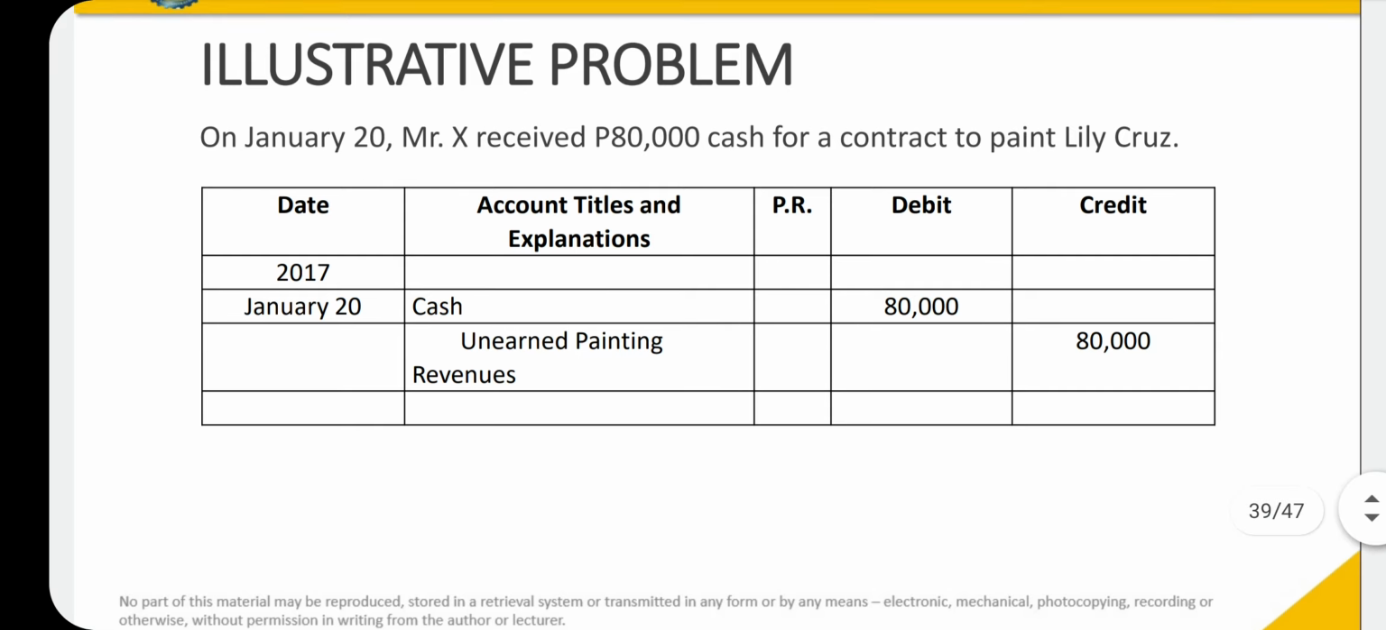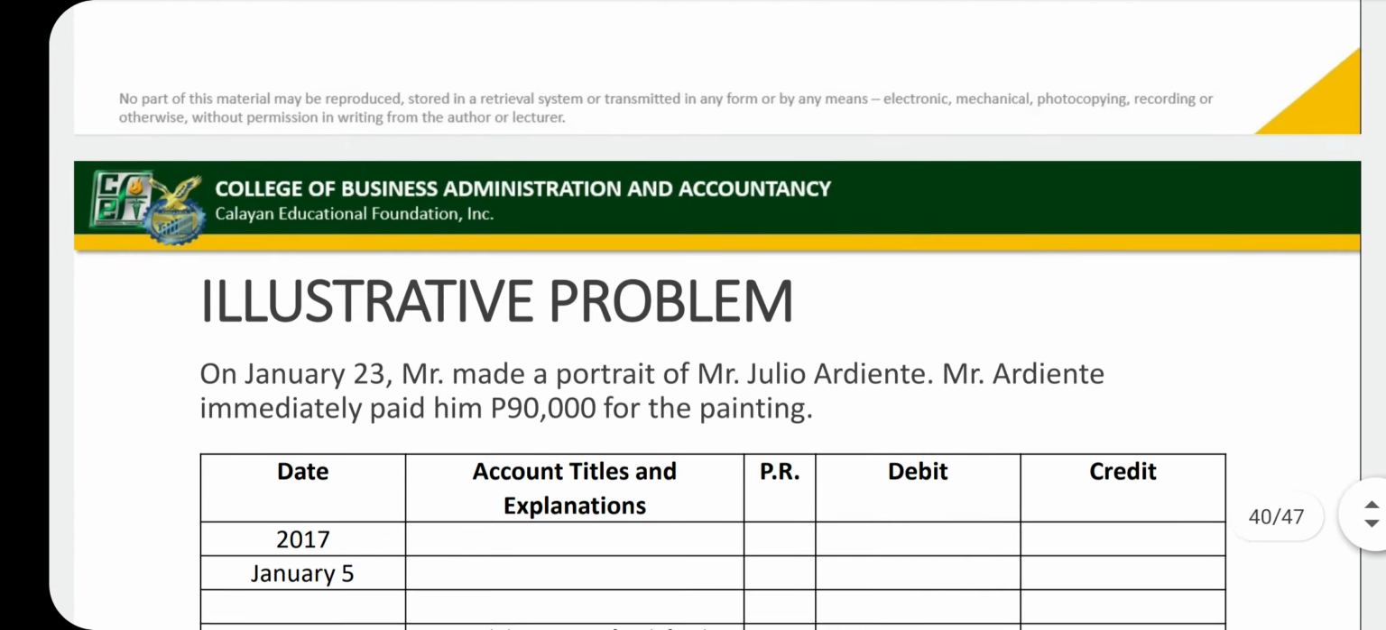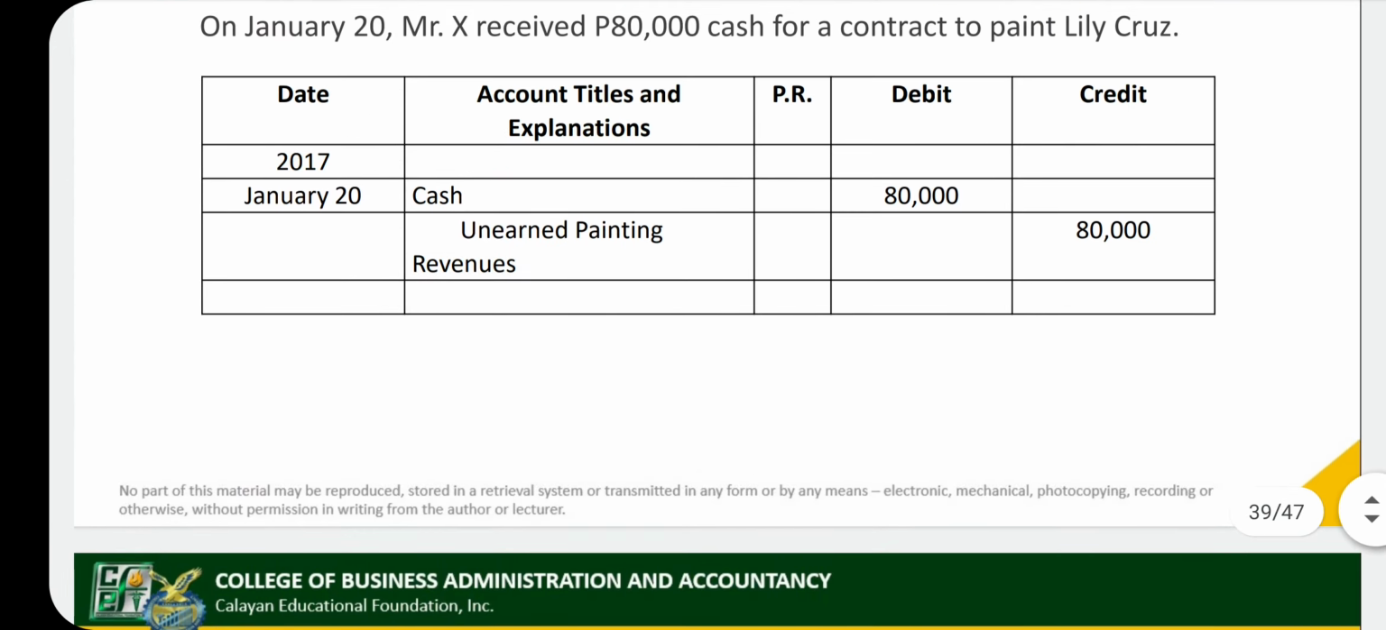So, in the case where Mr. X will start to render services to Ms. Lily Cruz, that's the time when we are going to record revenues for Mr. X. So, from our liability account, which is yung unearned painting revenues, we're going to debit unearned painting revenues and credit it directly to painting revenues kapag nakapag-provide na po ng service si Mr. X.